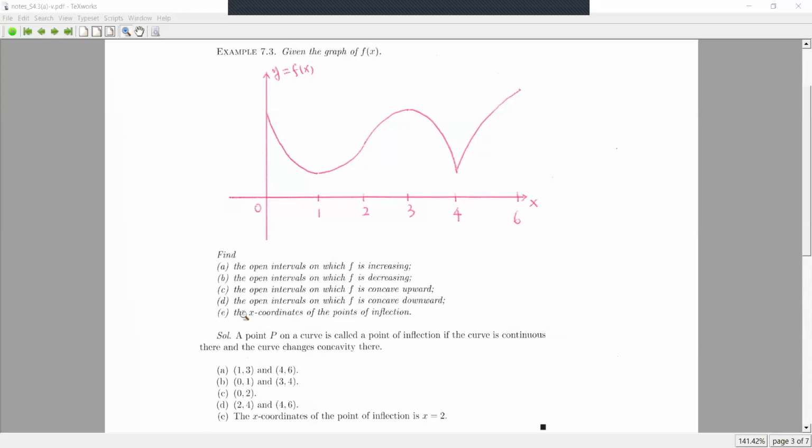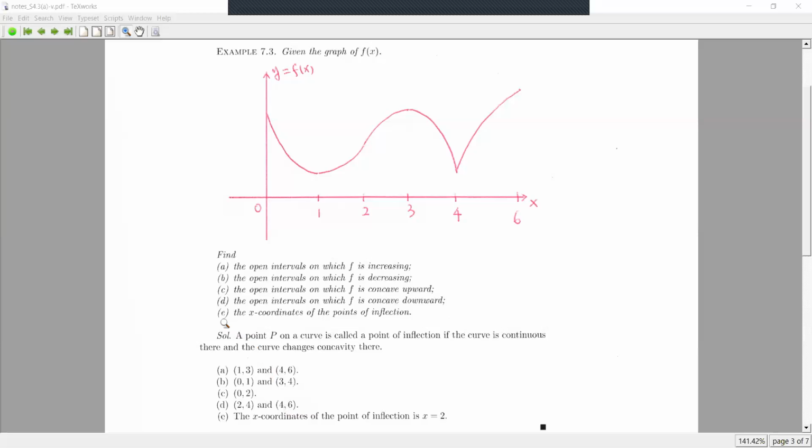D, find the open intervals on which the function is concave down. Concave down, I can see that from 2 to 4, the curve is concave down. Then 4 to 6, also concave down. So the answer to D is open interval 2 to 4 and the open interval 4 to 6.